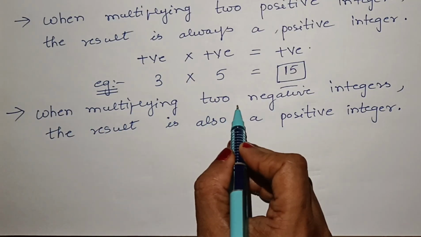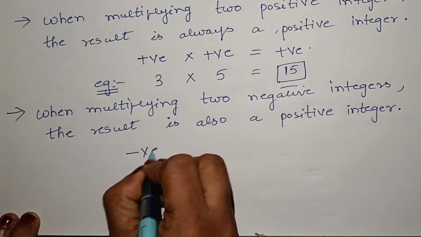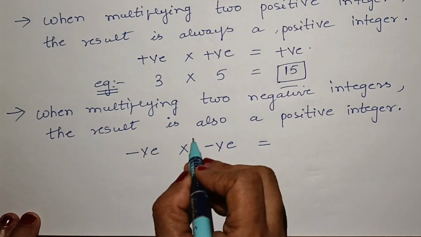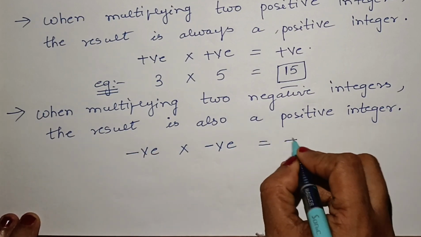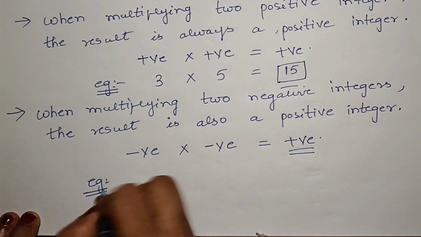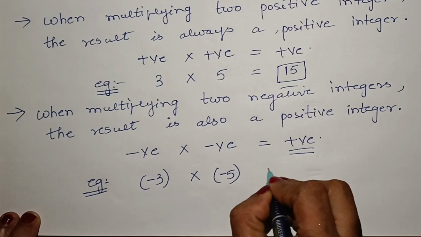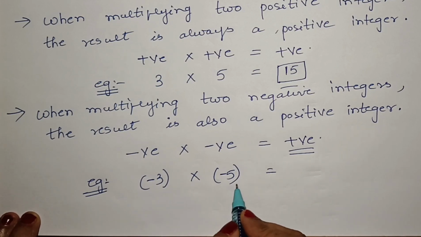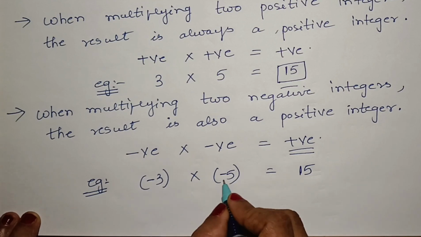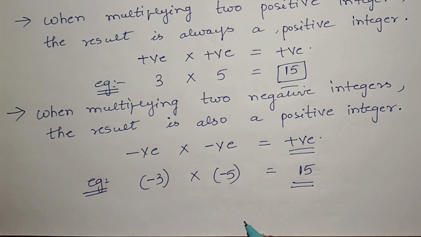When multiplying two negative integers, negative into negative, the result is also a positive integer. Let's see one example. Minus 3 into minus 5. First multiply it as a whole number. 3 5s are 15. Minus into minus plus. Now let's switch to the next rule.